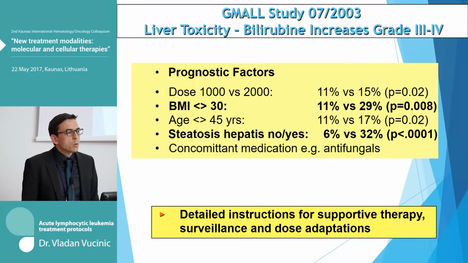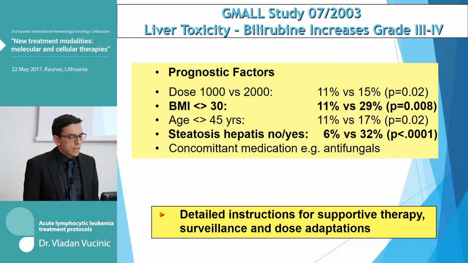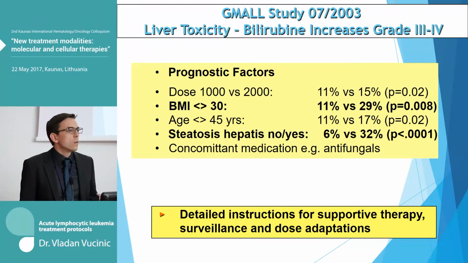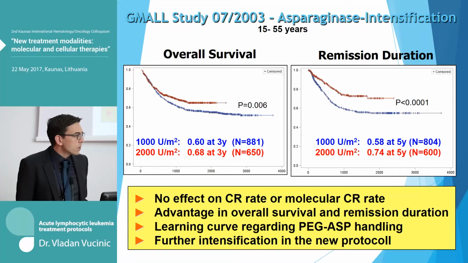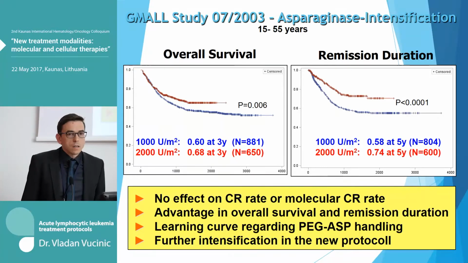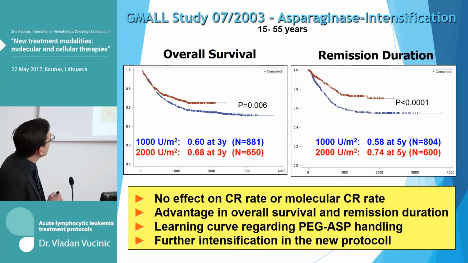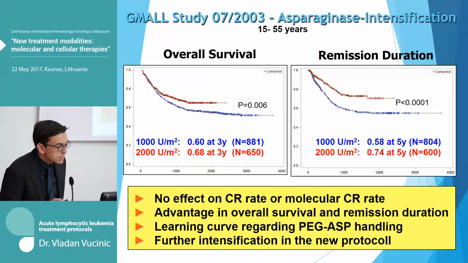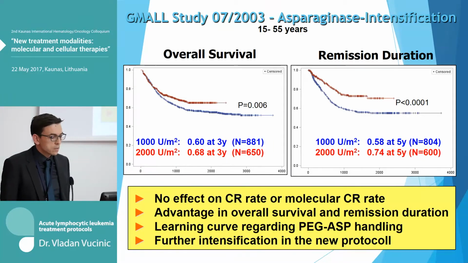So in the meantime, our learning curve regarding the treatment of PEG asparaginase increased, and we have a sort of guideline how you manage the toxicity of PEG asparaginase. The intensification of PEG asparaginase treatment led also to improvement of the prognosis of the patient. So on the left side, you see the curve of the patients treated with intensified protocol, and down it's the curve of overall survival of the patients treated with the old protocol, and you see it is a statistically significant difference.